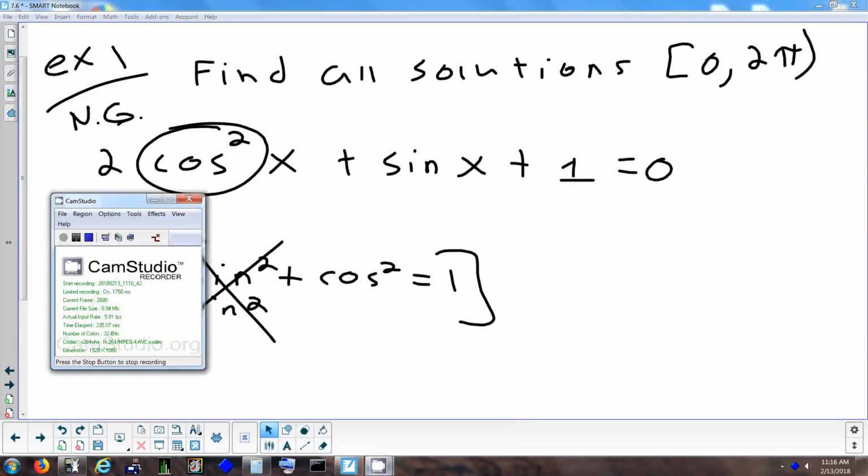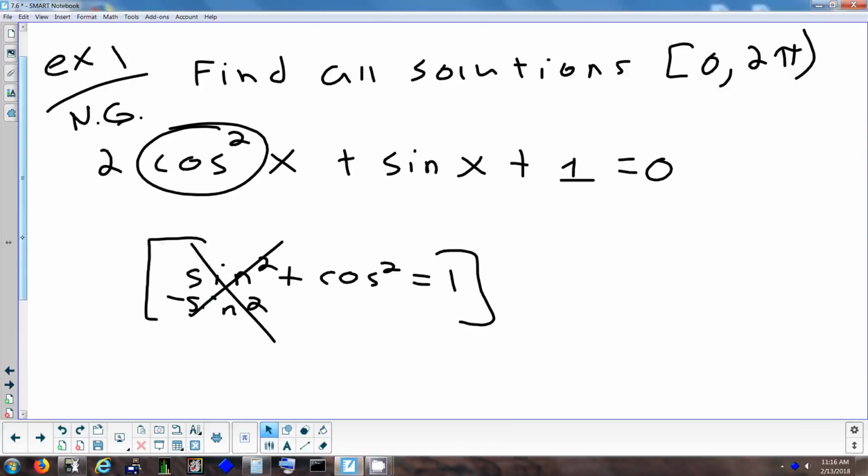All right, so I'm going to subtract it on the left. It's gone. Subtract it on the right. Now, what's on the left by itself?